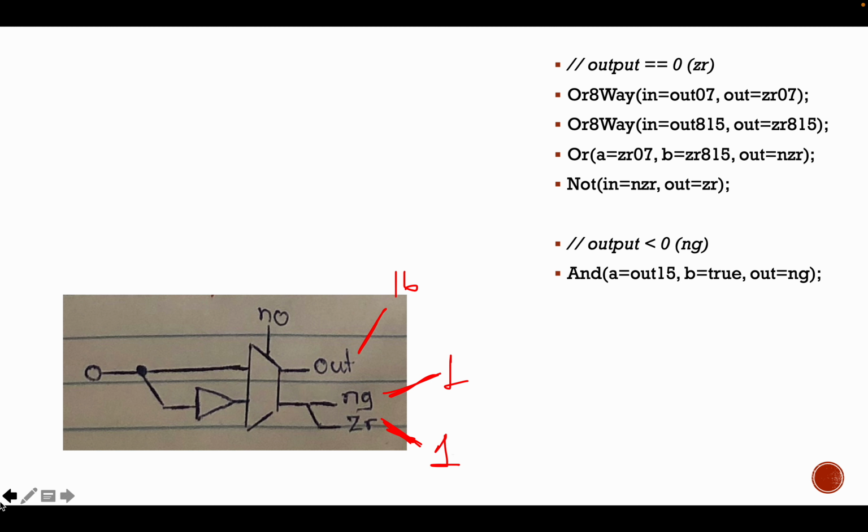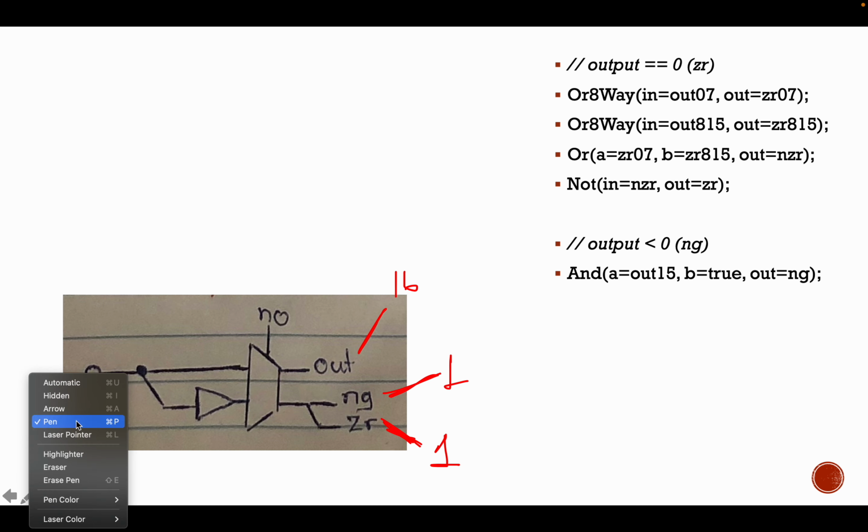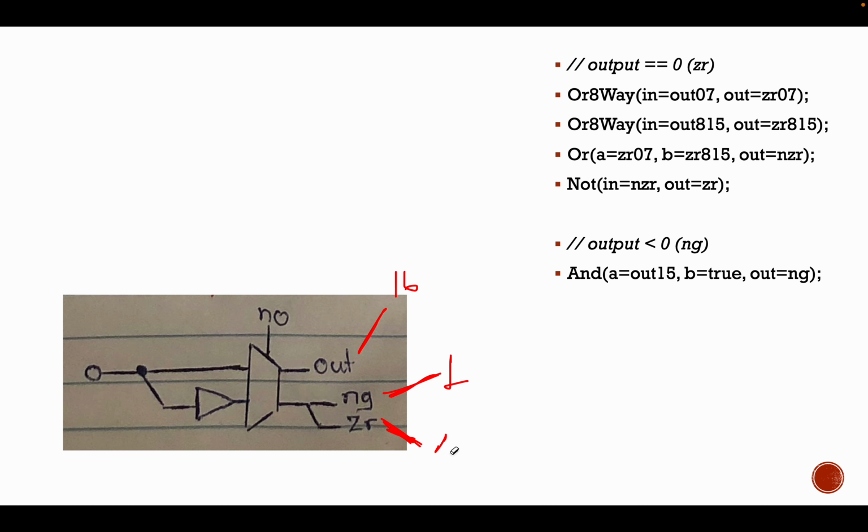So to do that, first of all, we must have NG here. We must put them into an AND gate with true, so true is 1. So we put them into an AND gate, and then the output will be NG.